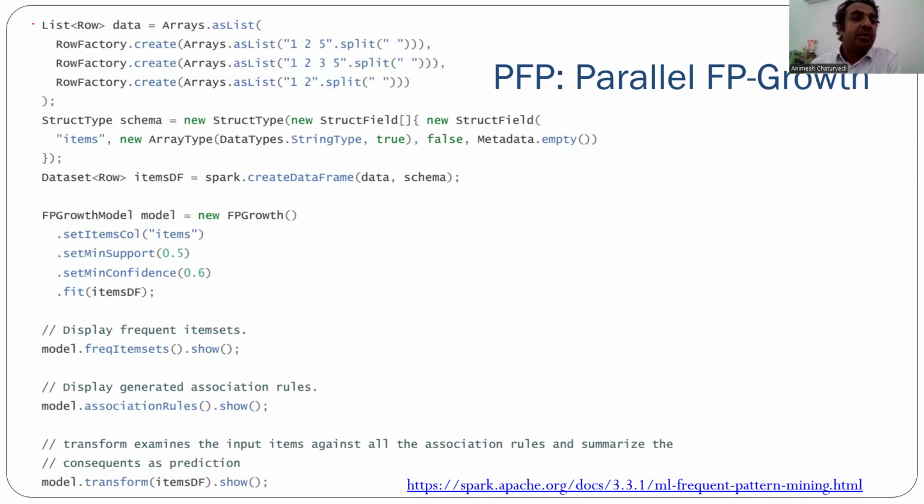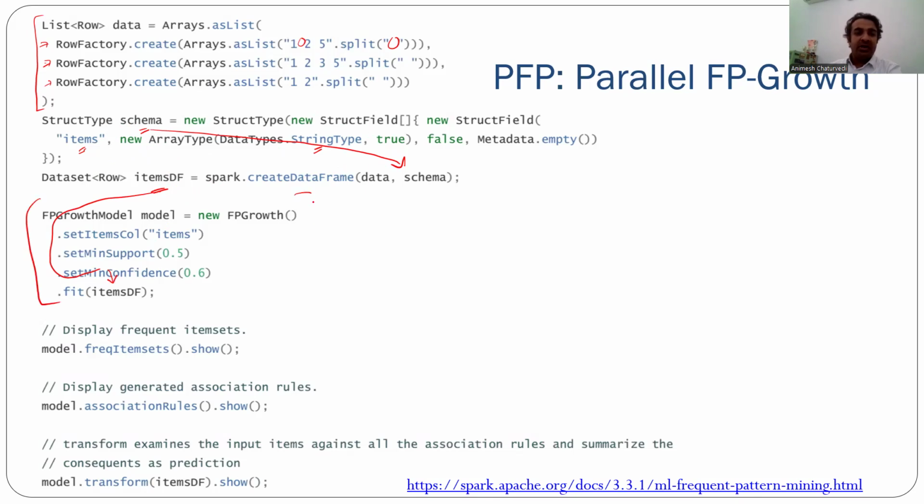Then you'll get code like this to run. This is a simple code for 3 transactions. Each transaction's items are split by a space. Thereafter, it will create a schema, named items, for each of the strings separated by space, and it will create an item frame.